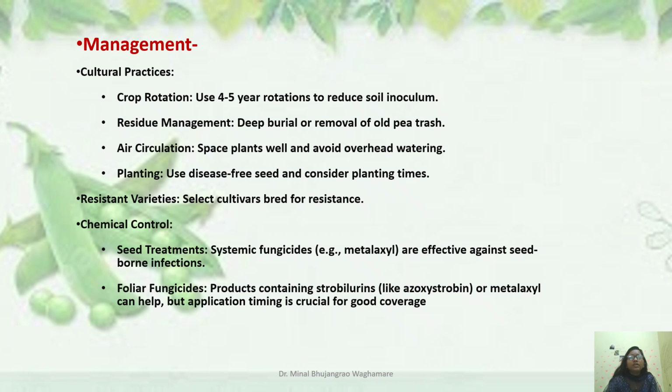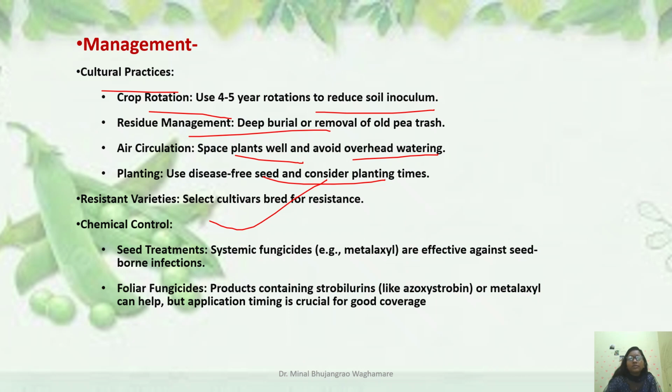Coming to its management, in cultural practices, crop rotation reduces the soil inoculum and breaks the continuous availability of the host to the pathogen. Another is deep burial or removal of old pea trash through residue management. Proper air circulation by spacing plants well and avoiding overhead irrigation. Planting disease-free seed is one of the cultural practices. Resistant varieties are also used for management of this disease.